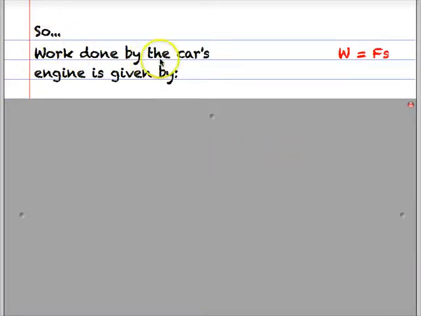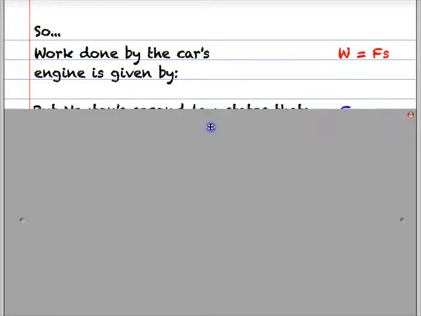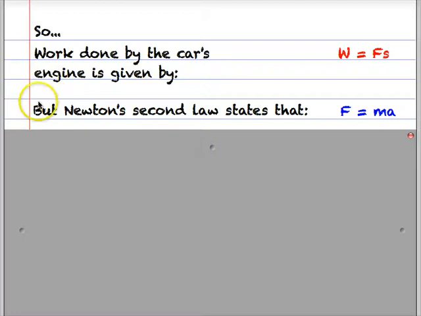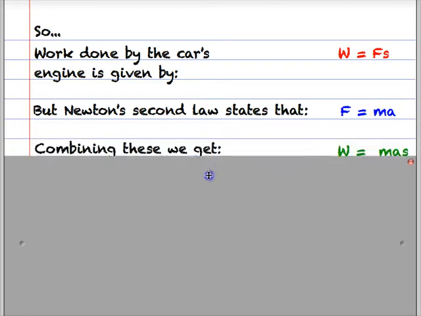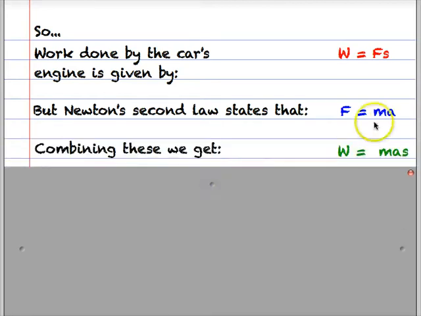So let's have a look. The work done by the car's engine is given by W equals Fs. Work done is force from the engine multiplied by s, the distance moved. But as we know, Newton's second law states that the force is equal to the car's mass multiplied by its acceleration. So combining these two, here we get W equals mas. The work done is the mass times the acceleration times the distance moved.